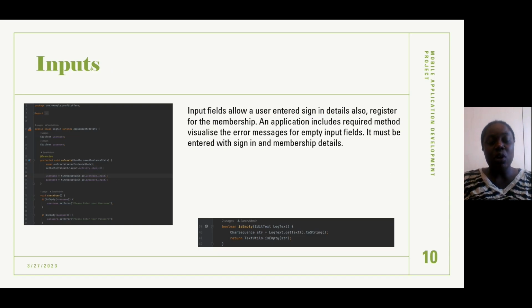Another example in this presentation is called input fields. That allows the user to enter sign-in and register details for the membership. The application includes requirements and methods, with error messages: if a user skips to the next activity, an error message is shown, and it must be entered with sign-in and membership information.